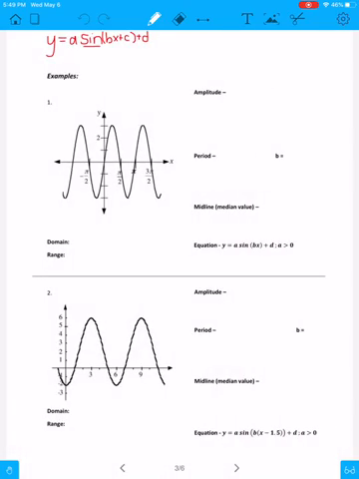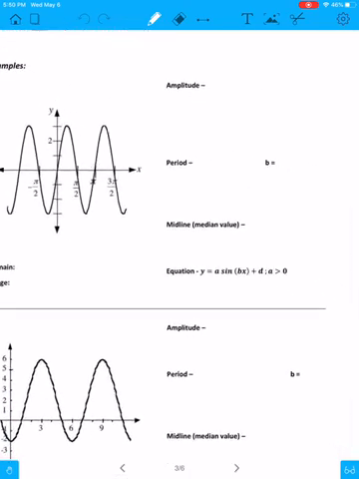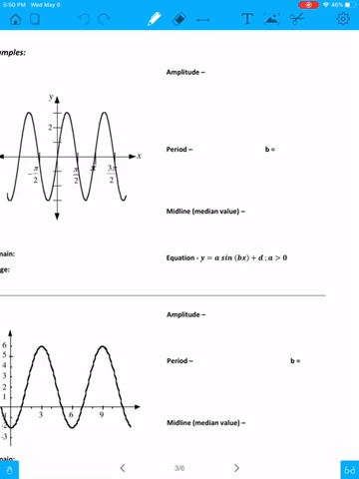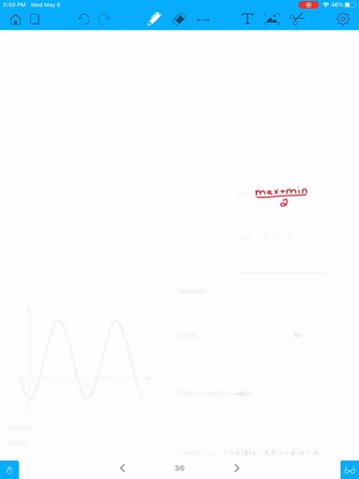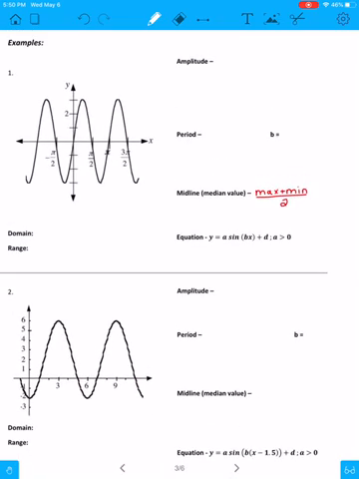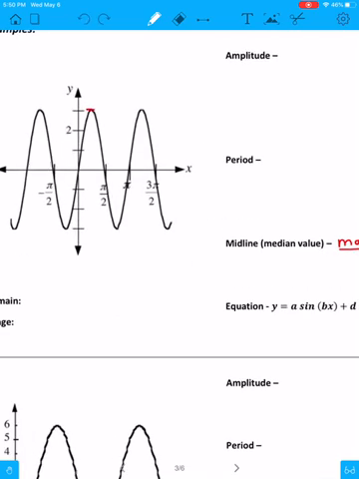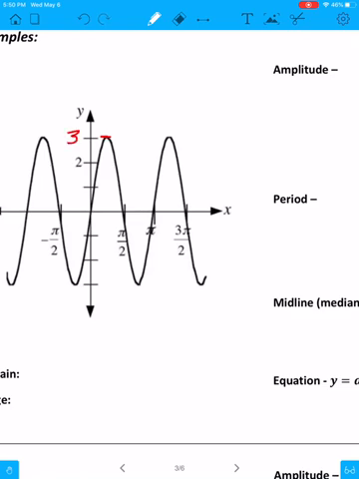So under midline or median value, we're going to use the formula maximum plus minimum divided by 2. So we go to our graph and we say, what is the maximum at? Well, the maximum's at a y value of 3. And the minimum is at a y value of -3. So those are the max and mins we're going to use.